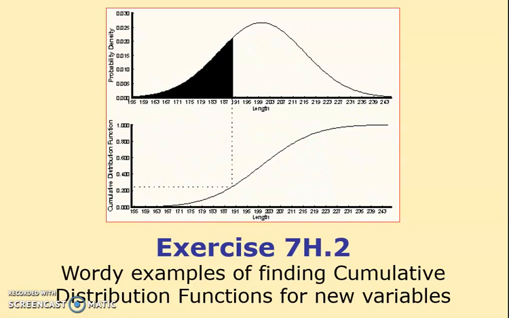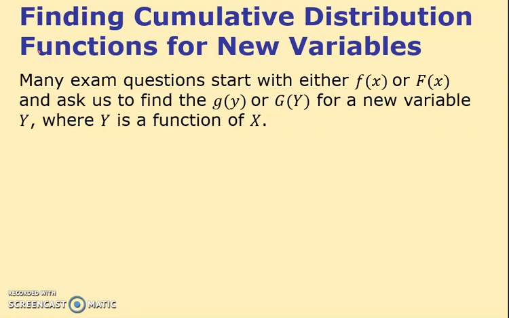So this is our second look at finding cumulative distribution functions for new variables, sometimes described as transforming continuous random variables. And these are the wordy examples because these are sort of less obvious. So you thought the last lot was quite challenging. This is a little bit more so. So let's have a look anyway. So, finding cumulative distribution for new variables.